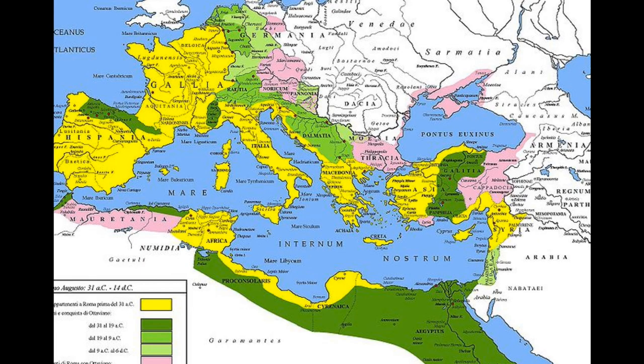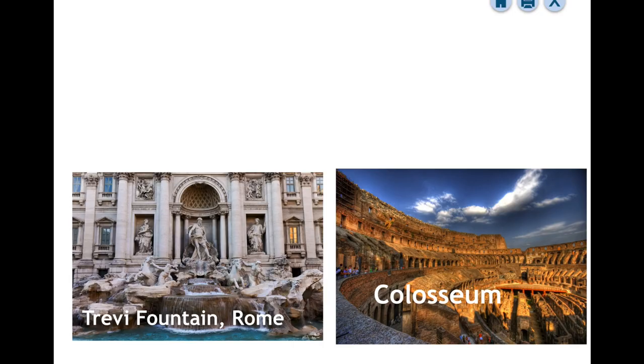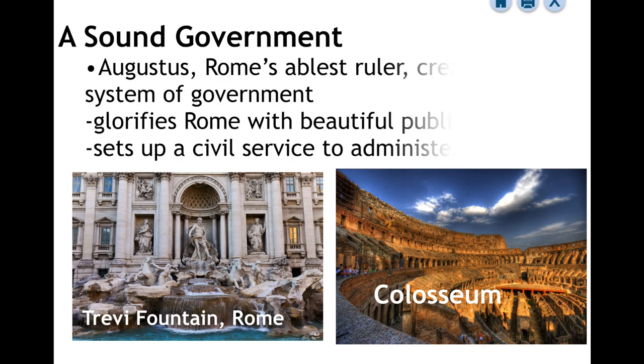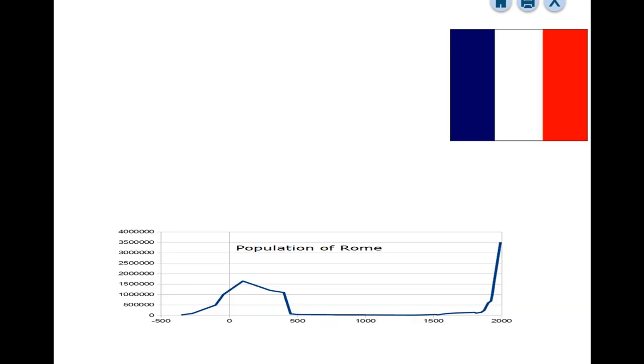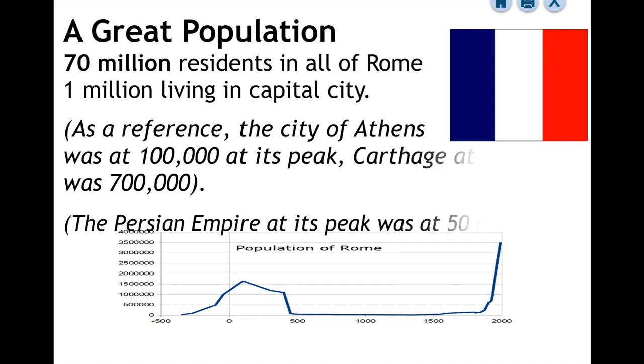Now, as you can see, Rome during this peak covered tons of territory, including northern Africa, western parts of the Middle East, and pretty much all of Western Europe, plus a little bit of Eastern Europe today. The goal wasn't only to make Rome stronger economically, but also to beautify it. During this time period, we see the emergence of architecture like the Colosseum and the Trevi Fountain. Now, when it comes to the population of Rome, we see the population skyrocket during this period, and Rome becomes as large as 70 million people, with the capital having about a million.